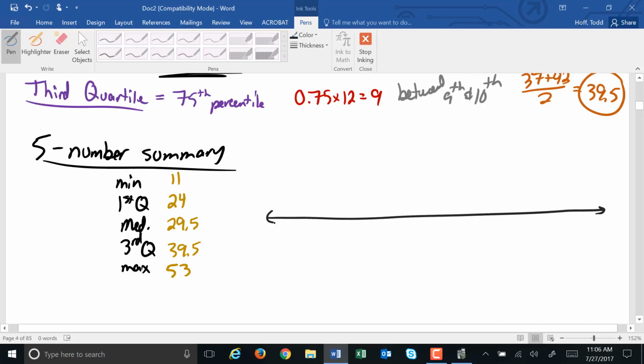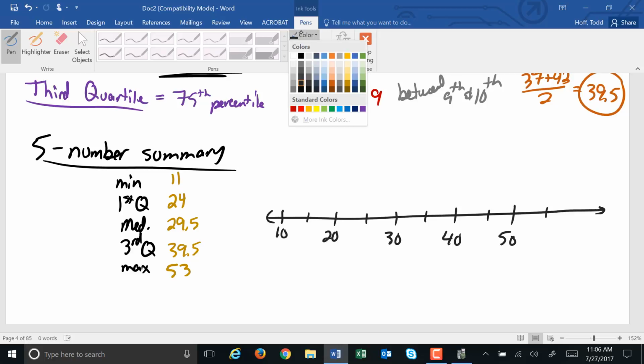We can use this on the same axis we would do a dot plot. Say 10, 15, 20, 25, 30, 35, 40, and I'm not going to make it with that. Let's try that again. Okay, so we can mark these out on here.